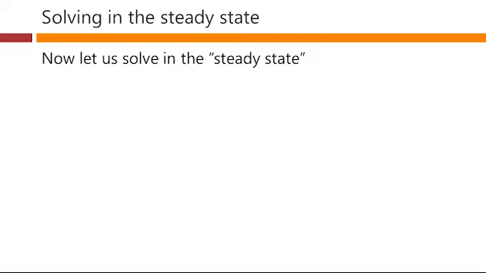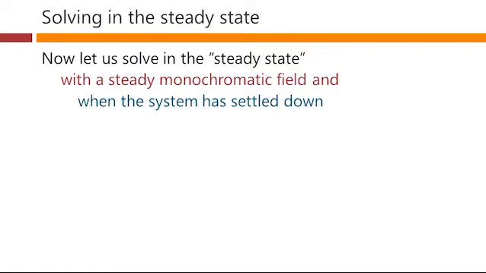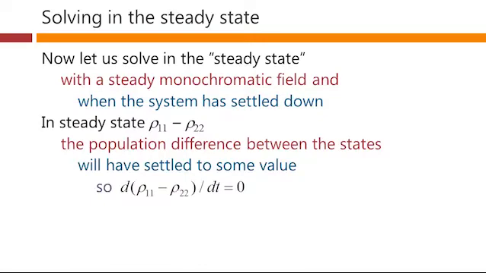Now let's solve in what we call the steady state. That is, we imagine we've got a steady monochromatic light field shining on this, and it's been there for a long time, and so the system has settled down into what we'll call its steady state behavior. And in steady state, rho 11 minus rho 22, the population difference between the states, will have settled down to some value. So once we've had the field on for a long time, the population difference will have settled down to some new value, and hence the time rate of change of it will be 0.